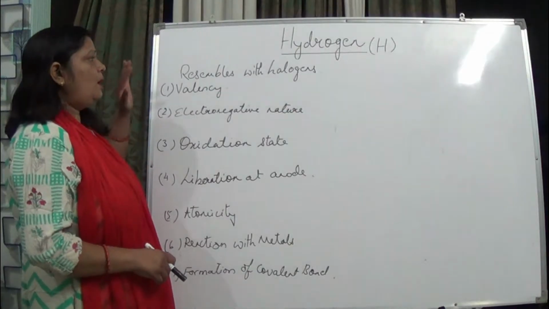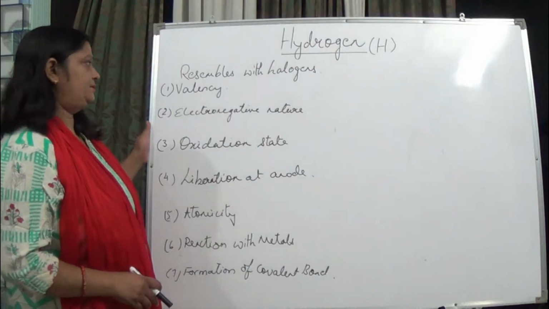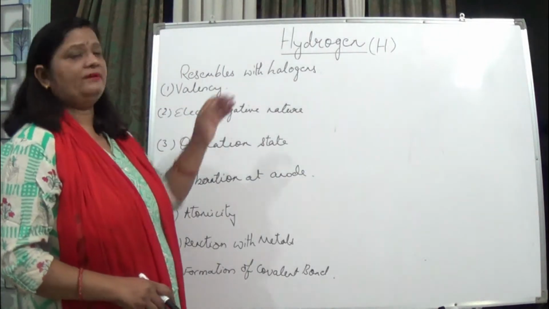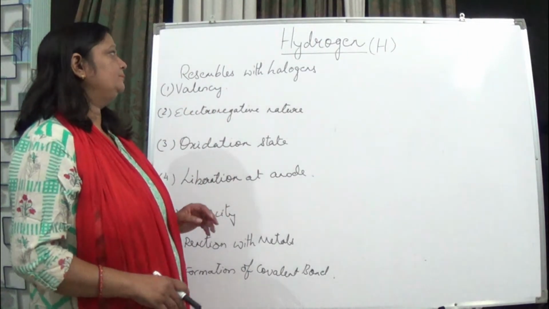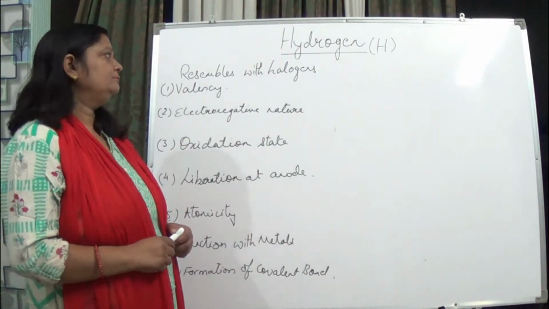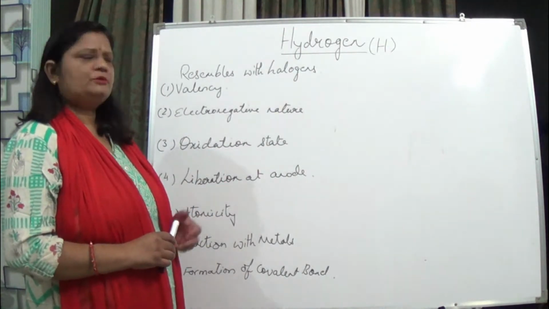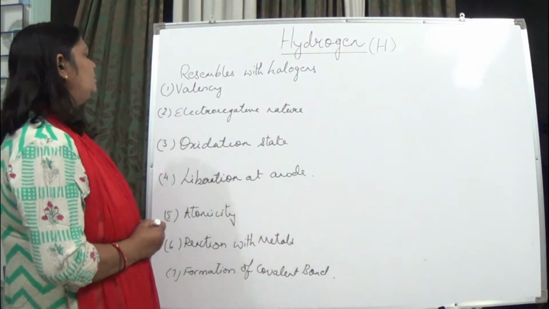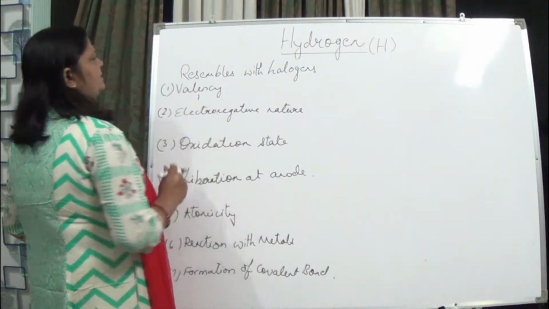Now, how hydrogen resembles the halogens. When we talk about the valency of hydrogen, it is 1. For halogens also it is 1. So both have a valency of 1. Actually, what happens over here?